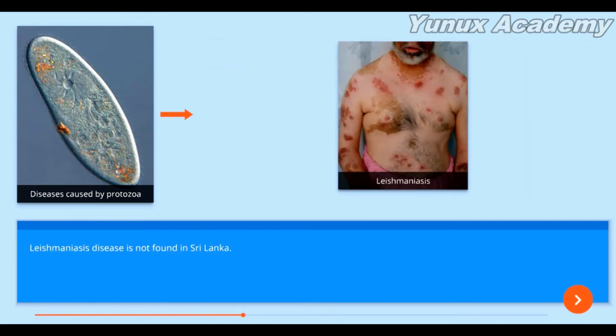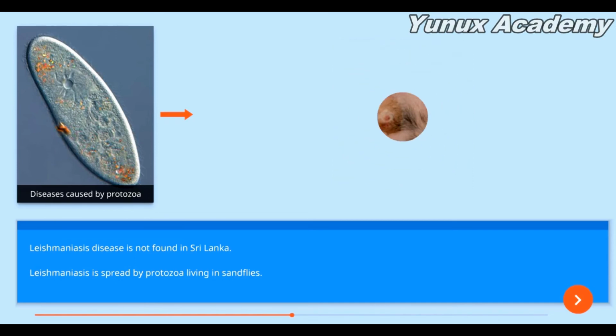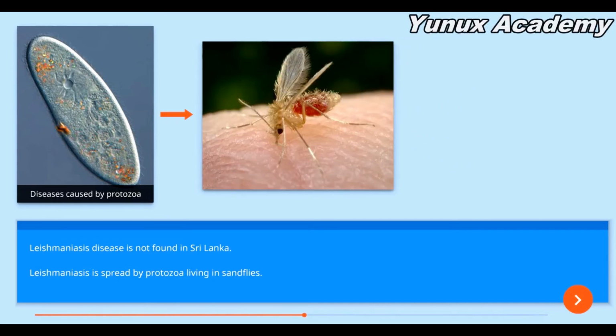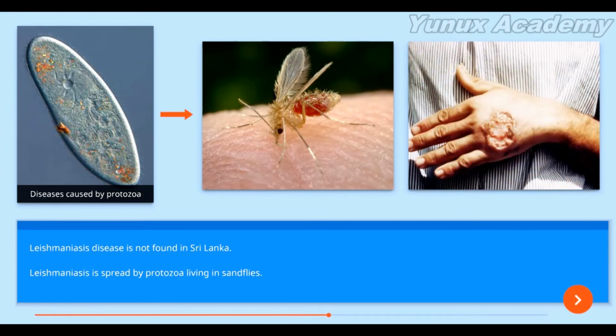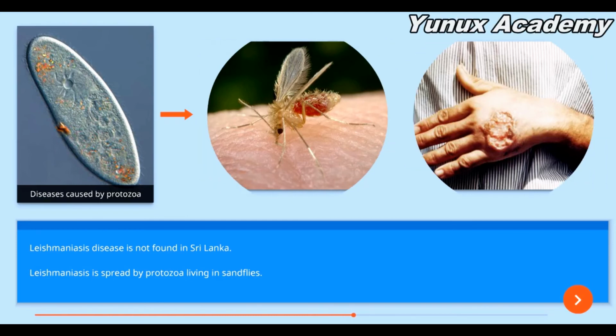Leishmaniasis disease is not found in Sri Lanka; however, it is found in America. This disease is caused by a protozoa which lives in insects called sandflies, entering the human blood. Skin sores and severe fever are identified as symptoms of this disease.